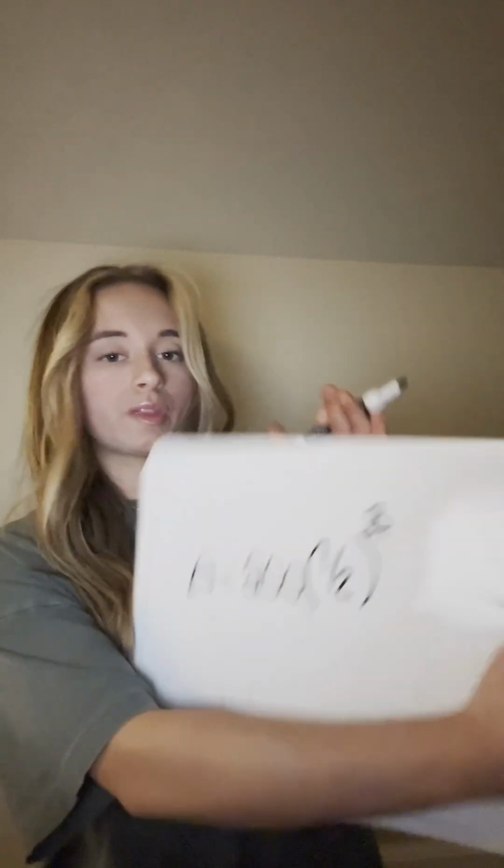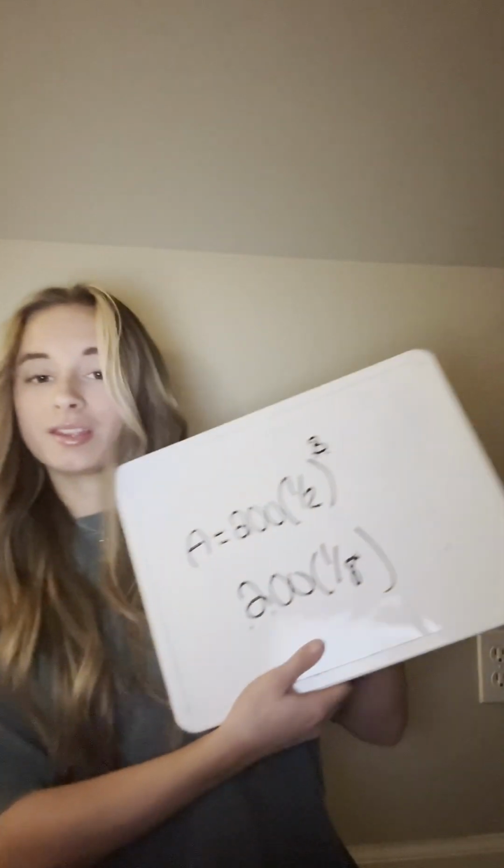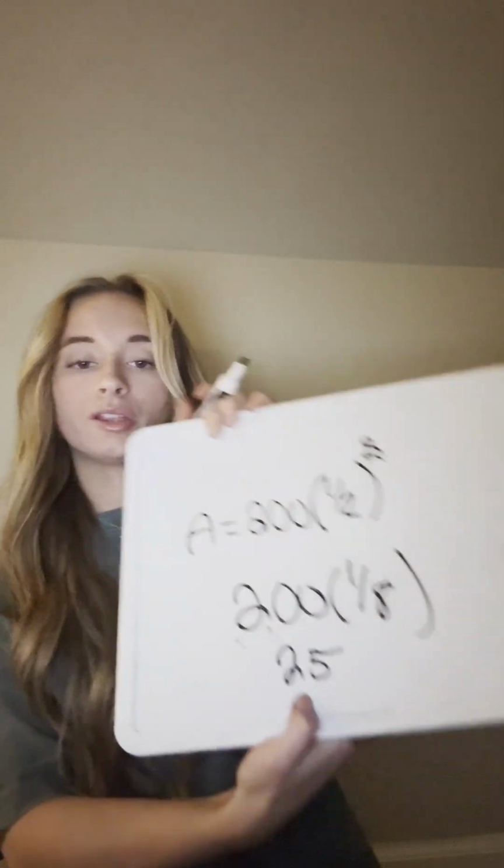Let's solve the exponent, which is 15 divided by 5, which is 3. Then we solve 1/2 to the third power, which is 1/8. So now we have 200 times 1/8, and that equals 25. So a 200 gram substance reaches 25 grams after 15 years. It's pretty interesting.